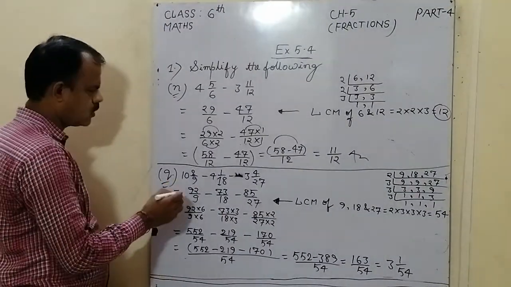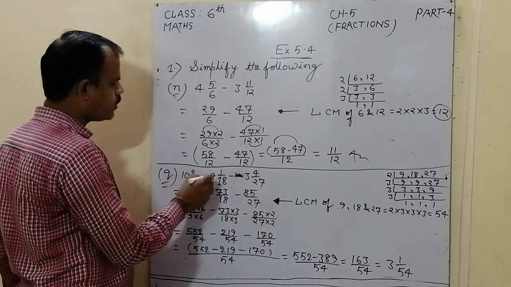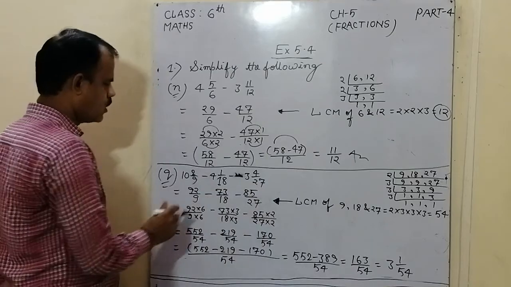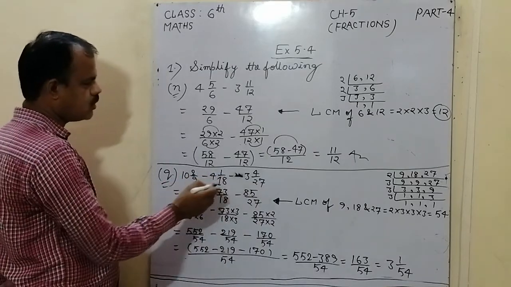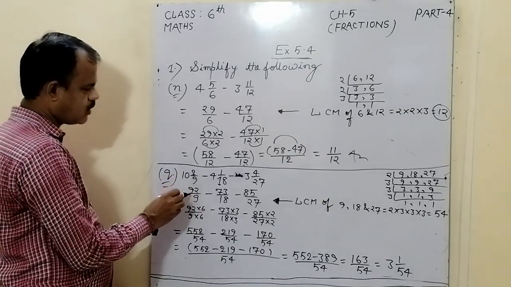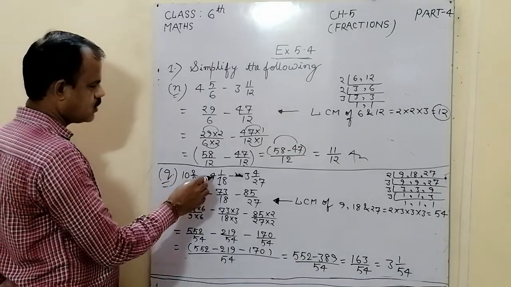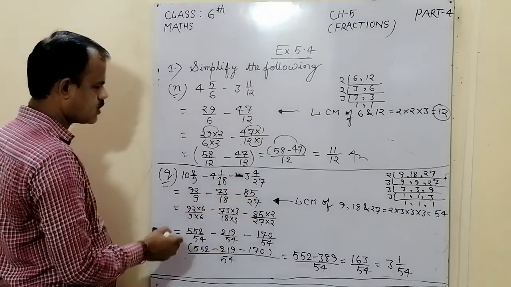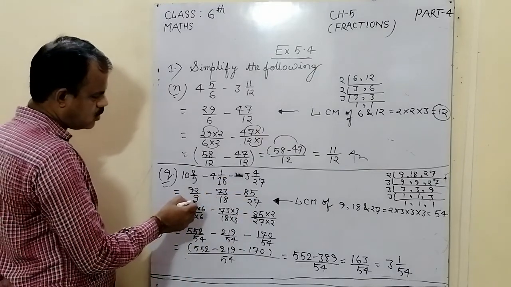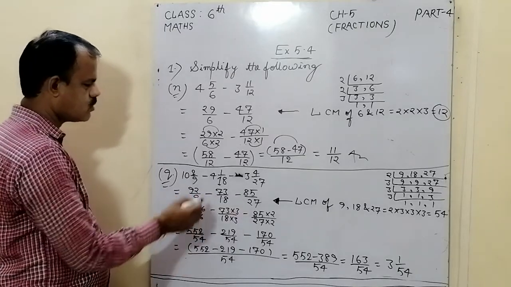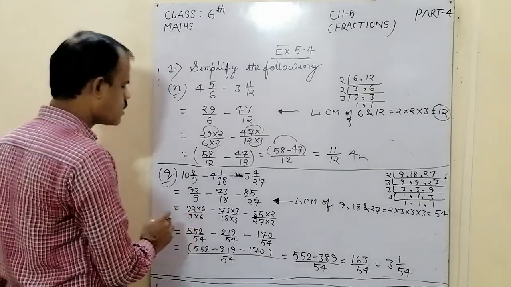Next Q part: 10 whole 2 by 9 minus 4 whole 1 by 18 minus 3 whole 4 by 27. First we have to change all three mixed fractions into improper fractions. So 10 whole 2 by 9 becomes 92 by 9. This becomes 73 by 18. This becomes 85 by 27. Now see here, all the denominators are different, 9, 18, 27, so these are unlike fractions.